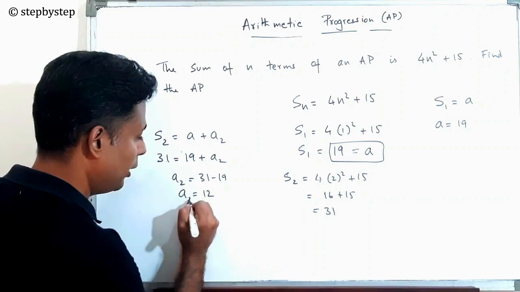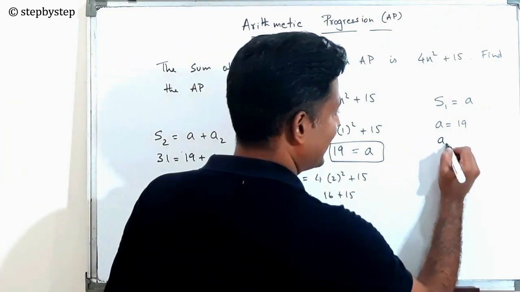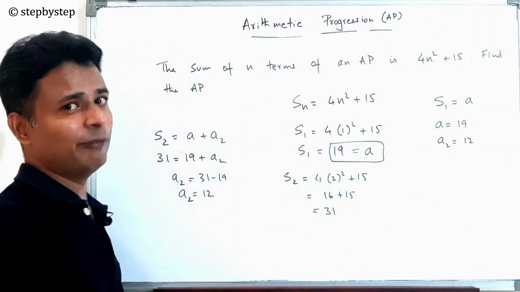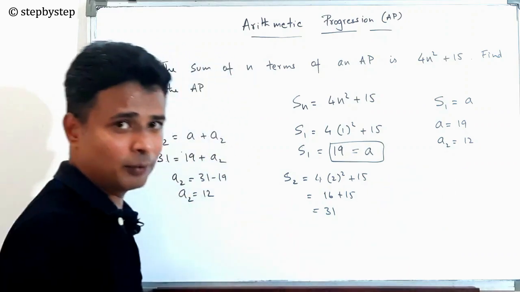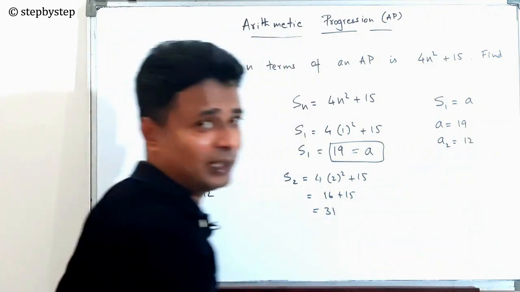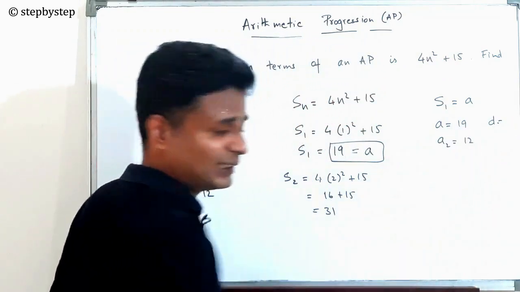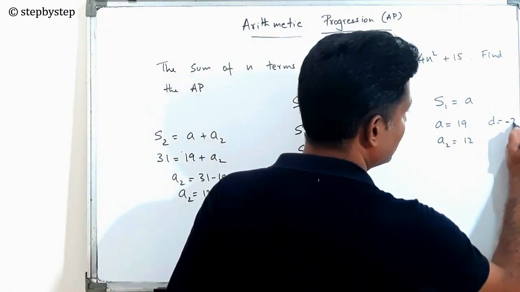So we found A of 2. So we found the second term, which is 12. Now to find the third term, we do not have to find S of 3 and all that. What we can do is, we have the first and second term, so we can find the common difference. What is the common difference? 12 minus 19, which is minus 7.